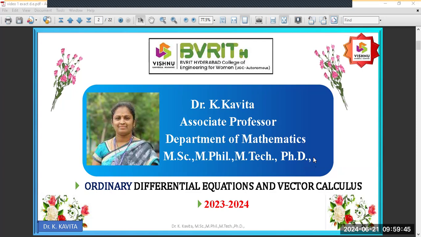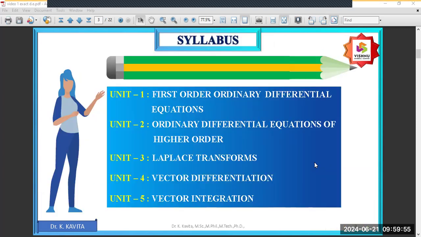Today I would like to tell about the Ordinary Differential Equations and Vector Calculus course, which is there in the BTech first year, second semester. In this course, the syllabus is divided into 5 units. Unit 1, first order ordinary differential equations. Unit 2, ordinary differential equations of higher order. Third unit, Laplace transformations. Fourth unit, vector differentiation. Fifth unit, vector integration.